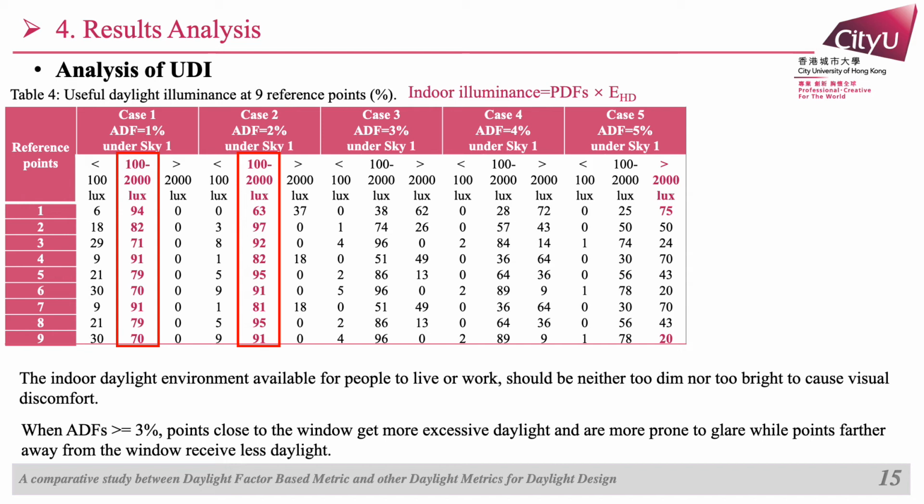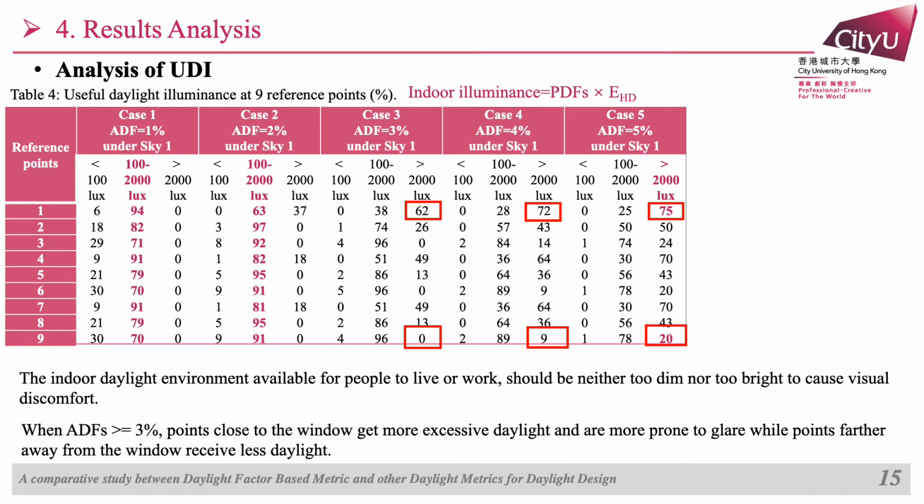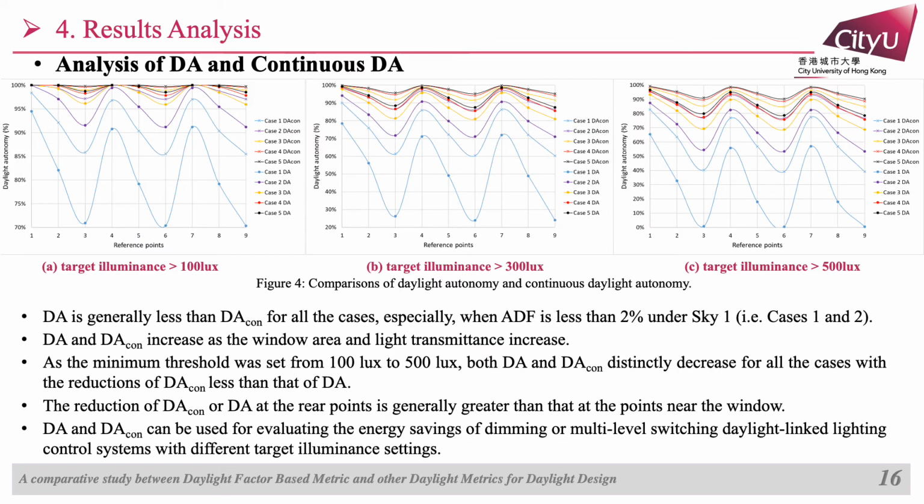When ADF is more than 3%, points close to the window get more excessive daylight and are more prone to glare, whereas the points further away from the window receive less daylight.